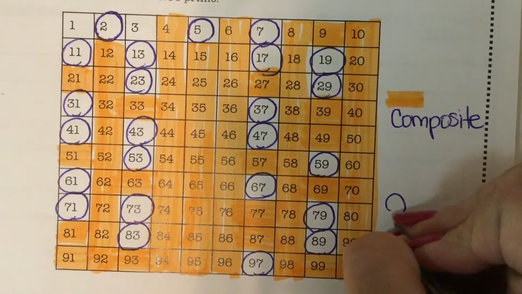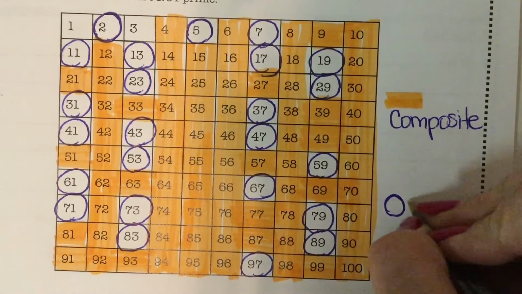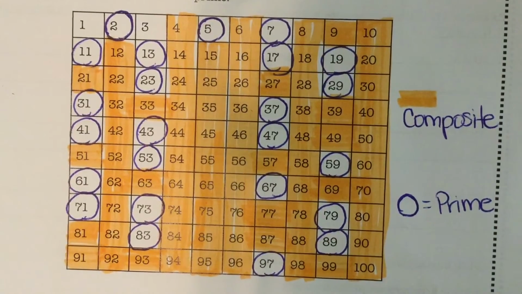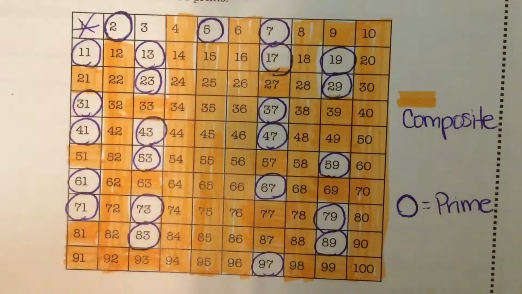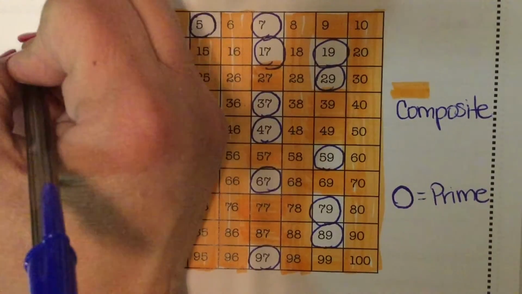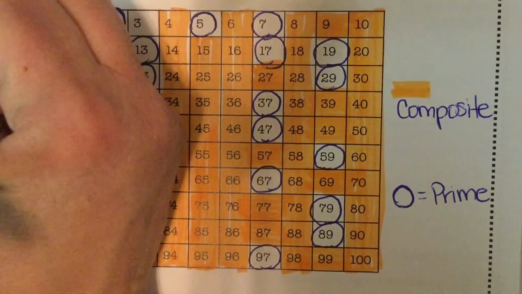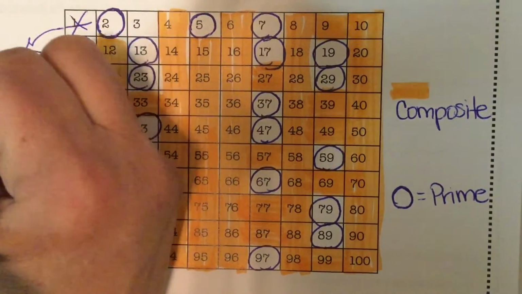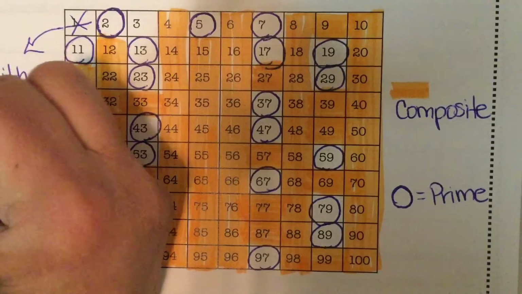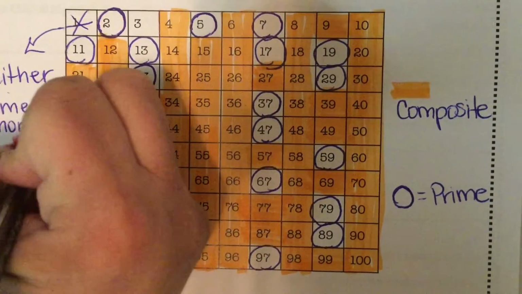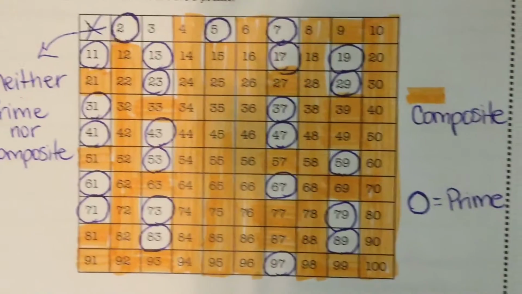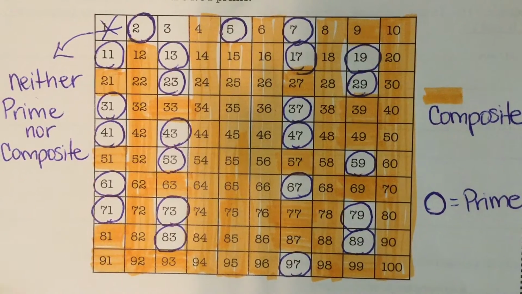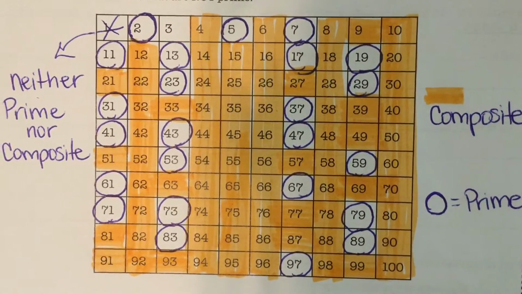And the ones that we have circled are prime. Okay. And then we're going to put a star over the number 1. And we're going to put neither prime nor composite. Okay. So there is our hundreds chart, broken down into prime and composite numbers.